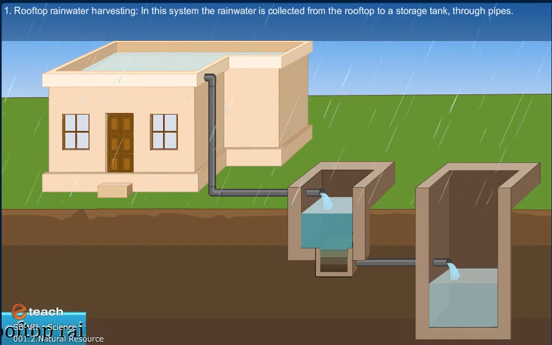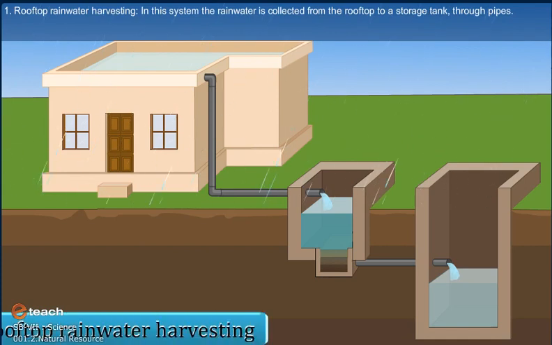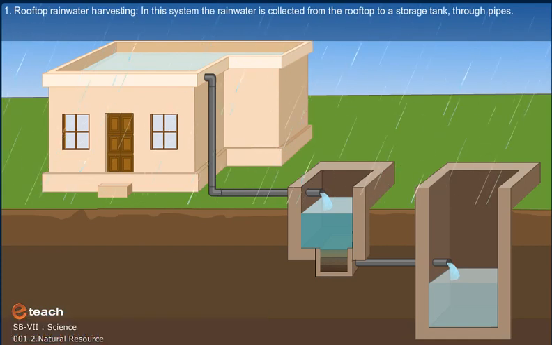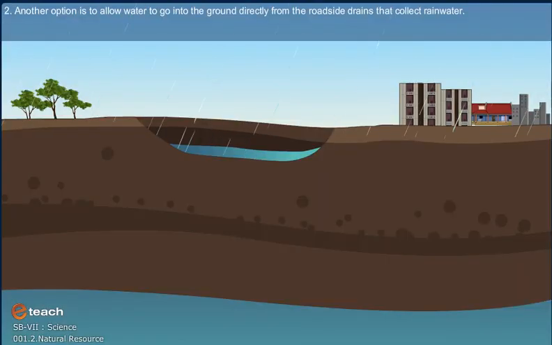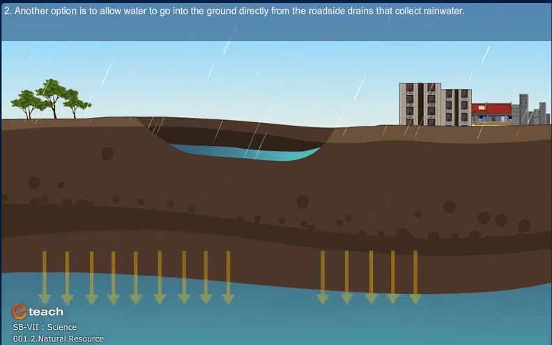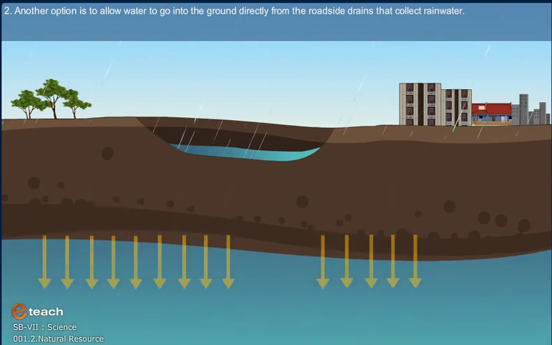Rooftop rainwater harvesting. In this system, the rainwater is collected from the rooftop to a storage tank through pipes. Arrange one additional pipe and lead it directly into a pit in the ground. This then seeps into the soil to recharge or refill the groundwater. Another option is to allow water to go into the ground directly from the roadside drains that collect rainwater.